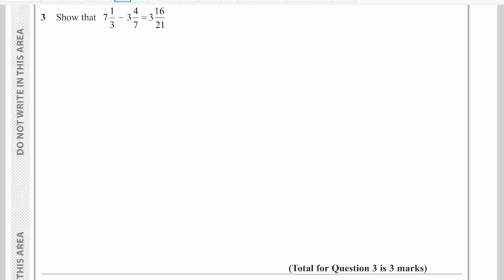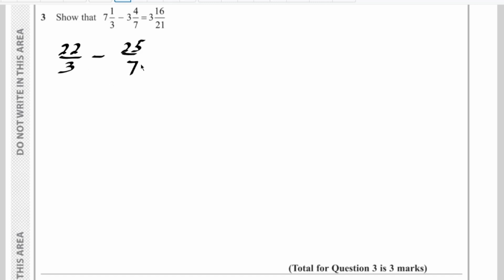Question 3. Subtraction of fractions. Converting these mixed numbers into improper fractions, you are getting 1 mark. So let's see how to do it. 3 times 7 is 21. 21 plus 1 is 22. So I'm getting 22 over 3. Next one, 7 times 3, 21. 21 plus 4 is 25. So 25 over 7.